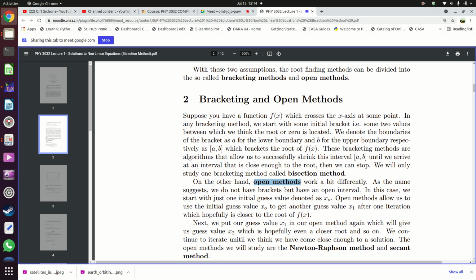When you choose a value of x, you denote that value as x naught. Then you put this x naught in the open method. This open method is going to spit out another value of x. But this value that you're going to get, which you're going to call x1, is going to be closer to where the function cuts the x-axis. After you get your x1, it is not going to be the actual answer.